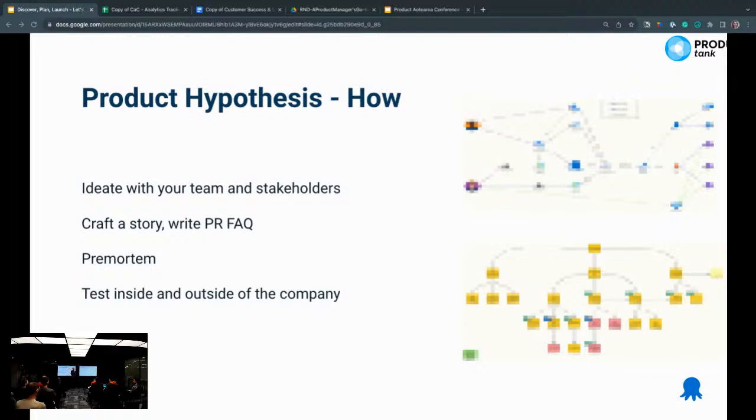We crafted the story, the PRFAQ. You can do something else, but write a story. And then people will, it's always easy to criticize if there is something written. Just give them something to criticize. That will help. Run a pre-mortem.